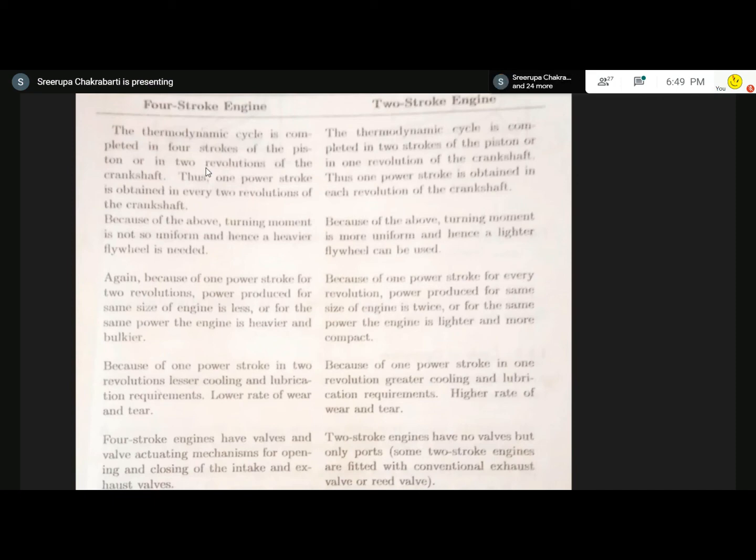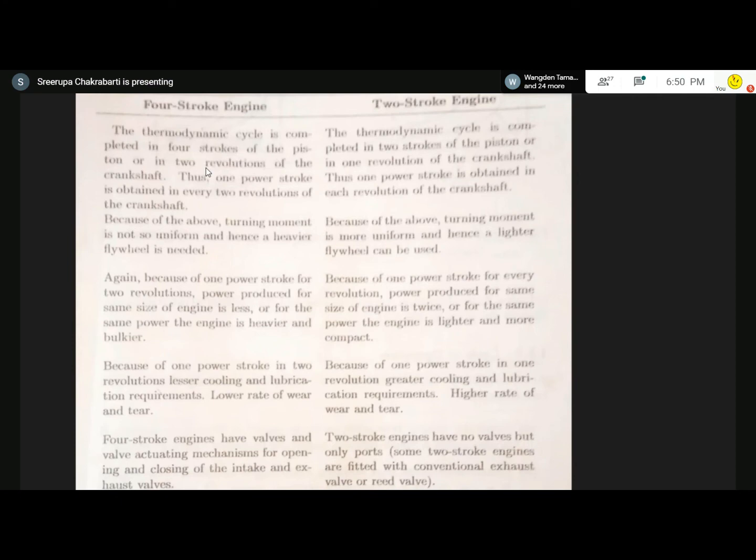First point is that the thermodynamic cycle is completed in 4 strokes of the piston. 4 strokes means that the crank will have to rotate 2 revolutions, that is 360 plus 360 degrees, that is 720 degrees of the crankshaft. Thus, 1 power stroke is obtained in every 2 revolutions of the crankshaft. In every 2 revolutions of the crankshaft, we are getting 1 power stroke.